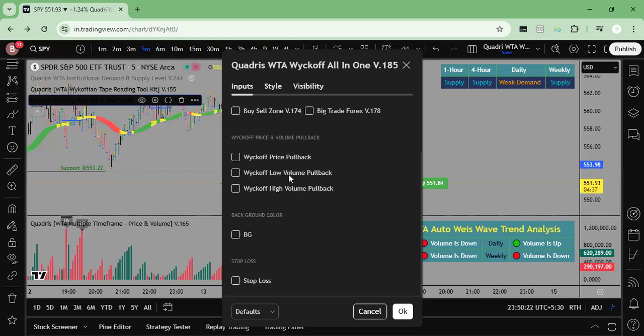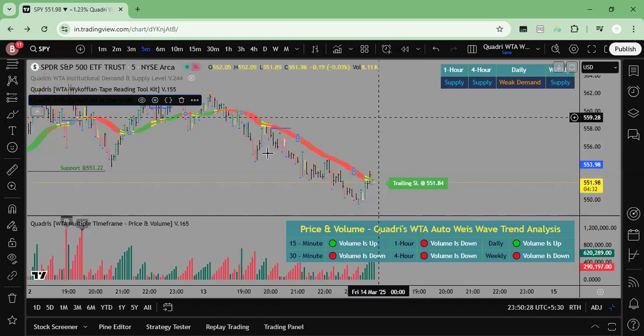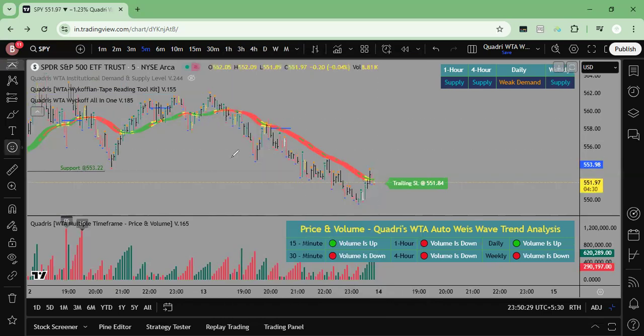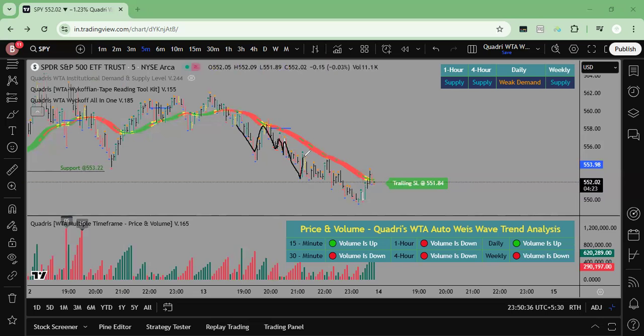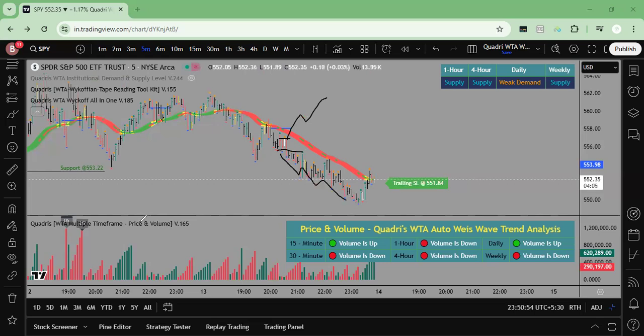We'll see one by one what a normal pullback looks like. It is just a price pullback: as the price is moving downwards, we get a pullback, then downward, then a pullback, and so on. It will keep giving us pullbacks. This gives us an idea where price is turning and where it is going to head. If the pullback sustains, we are going to see higher prices. If it is broken, we are going to see downward prices. This is the main intention behind creating this tool, Wyckoff all-in-one version 185.